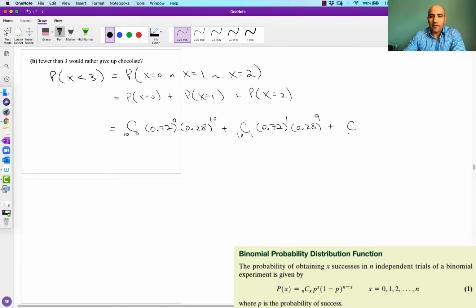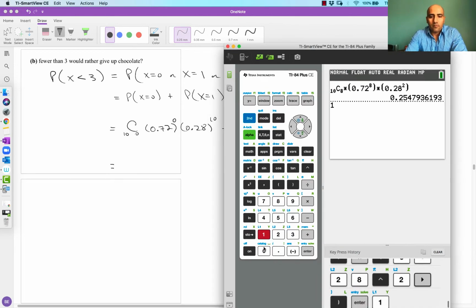Plus, combinations of 10 choose 2. And this is the case where we have 0.72 to the power of 2 successes, and 0.28 to the power of 8 fails, right? So notice the patterns. These two numbers always add up to 10 because we have a total of 10 trials. Good. Okay, so now we can use our calculator to figure out each one of these probabilities.